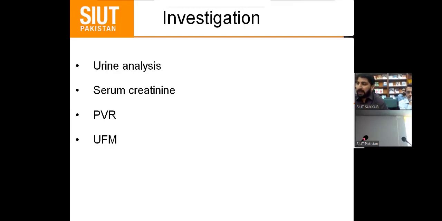The investigations that we carry out in a patient with lower urinary tract symptoms are urine analysis. The urine analysis is the first test that we perform in a patient with lower urinary tract symptoms. It gives information about UTI, microhematuria, and diabetes mellitus. And then comes the serum creatinine, post-void residual volume, and uroflowmetry.